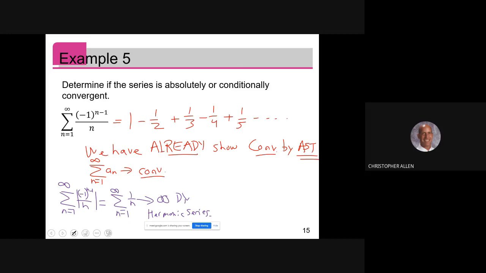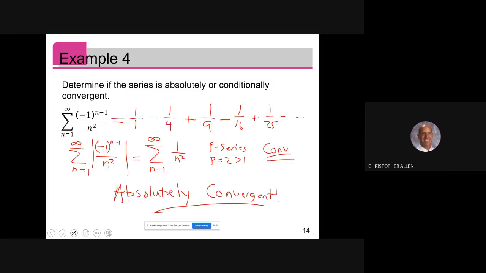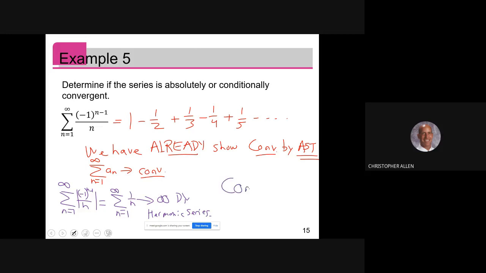Now I'm going to jump back 2 slides. A series is absolutely convergent if the sum of the absolute value of A sub n converges. We saw that in example 4. The series is conditionally convergent if the series itself converges, but the sum of the absolute value of A sub n diverges. That's what we're dealing with here. So this is going to be conditionally convergent.